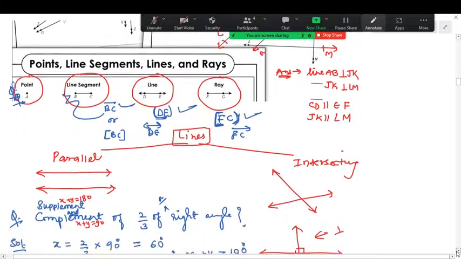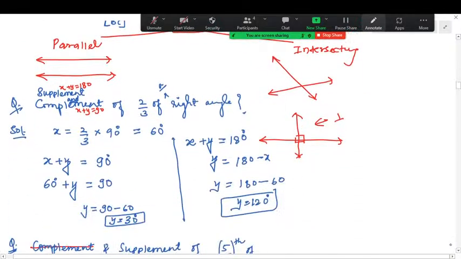Then about lines, lines are parallel or intersecting. Parallel lines never touch, never intersect, and the distance between parallel lines always remains the same. Intersecting lines intersect at a particular point, and whenever lines intersect, we get vertically opposite angles which are equal. We also name them vertical angles.